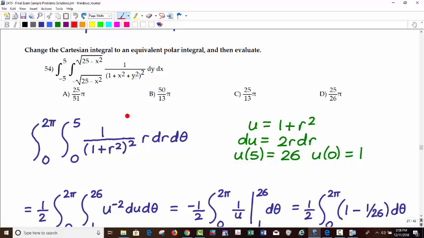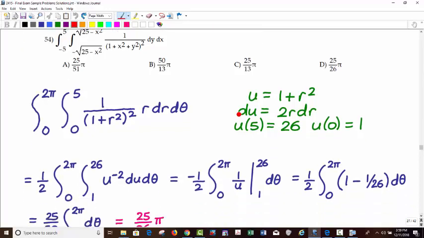X squared plus y squared will be r squared. So it's 1 over 1 plus r squared, squared. And always remember, when you convert from dy dx to polar, there's always that r in there. So it goes r dr d theta. The r is actually very important because that's what's going to make this integral become a u substitution. So you let u equal 1 plus r squared, du is 2r dr, so divide both sides by 2. So it puts a 1/2 out here.